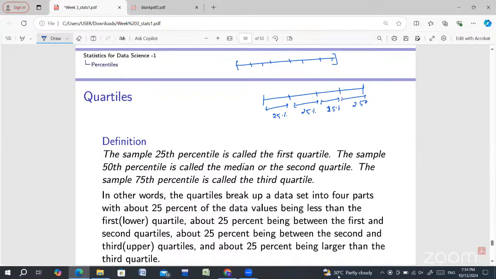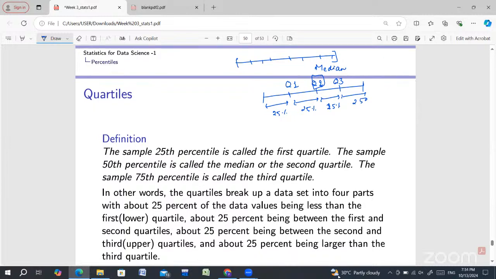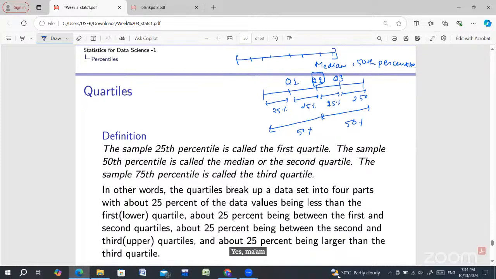Okay. So this is your first quartile, this is your second quartile, and this is your third quartile. Now again, you can see that your second quartile will be your median, because 50% of the data is below it and 50% of the data is above it. So it is your median or 50th percentile, you can say.